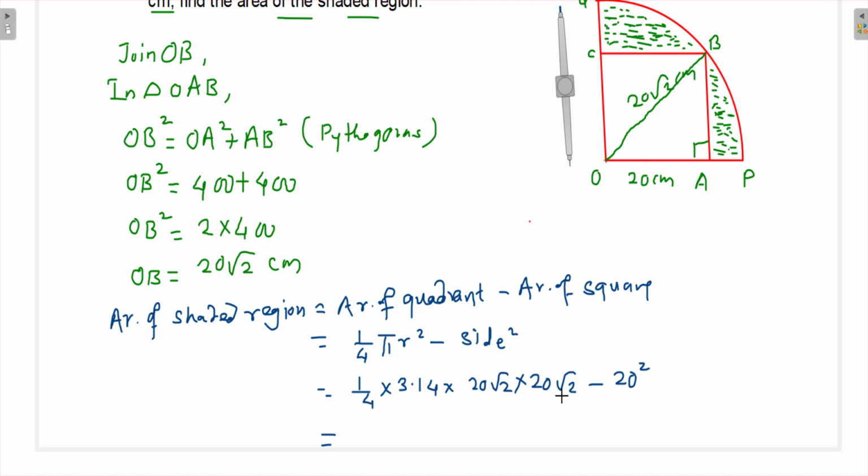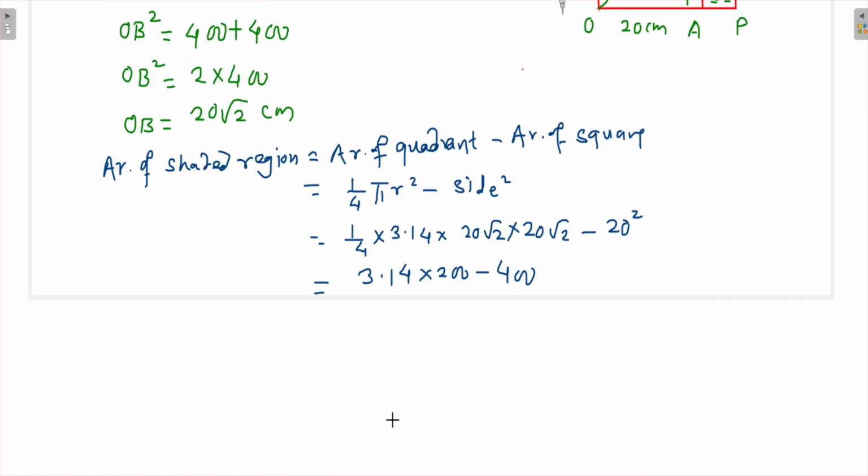So root 2 into root 2 will be 2. 20 into 20, that will be 400. 400 into 2, that will be 800. So this will be 800 divided by 4. So 4 2s are 8. So it will be 200. So you will get it as 3.14 multiplied by 200 minus 20 square, that is 400. So this can be solved further as 3.14 into 200. If you multiply this, you will get it as 628 minus 400, and so that is equal to 228 square centimeter. And therefore friends, area of the shaded region is equal to 228.